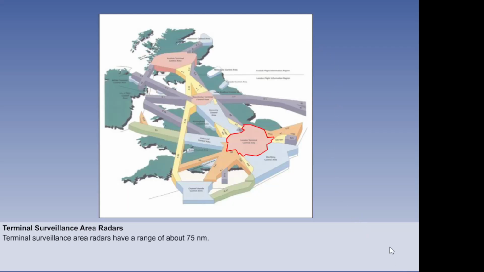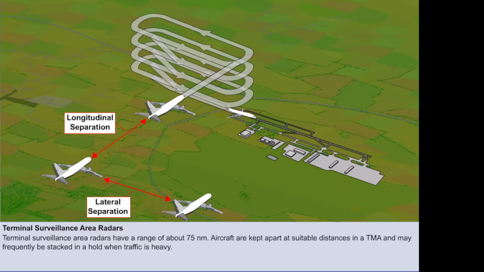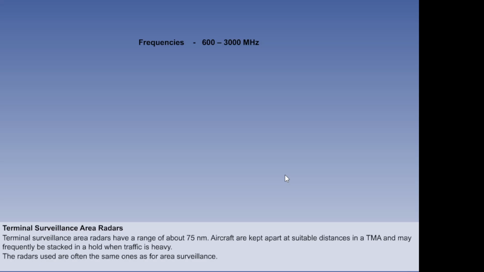Terminal surveillance area radars are medium range, operating up to about 75 nautical miles, used for controlling traffic in terminal control areas such as the London TMA, shown here. Aircraft are kept apart at suitable distances in the TMA and may frequently be stacked in a hold when traffic is heavy. The radars used are often the same ones as for area surveillance. Even when different ones are operated, the frequencies used are the same: 600 to 3000 MHz.